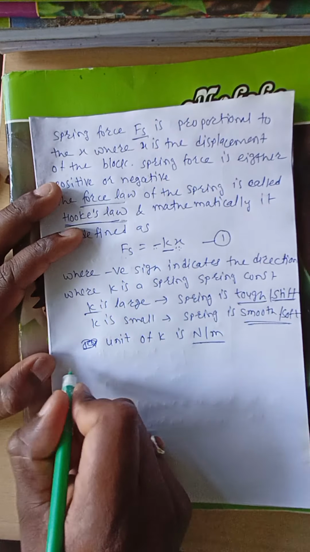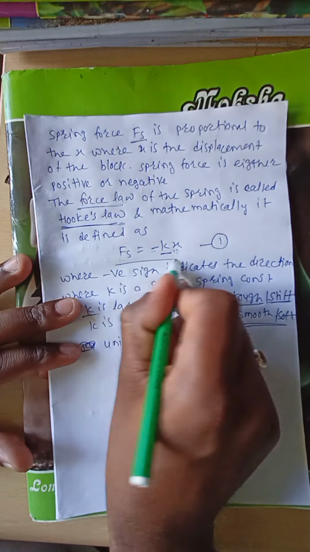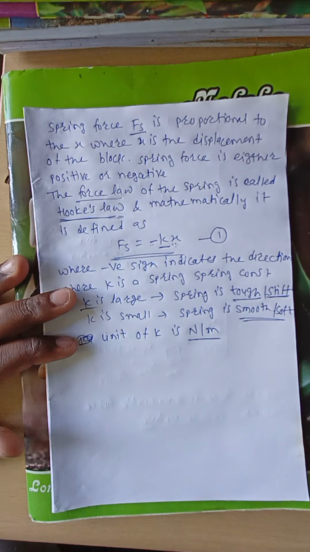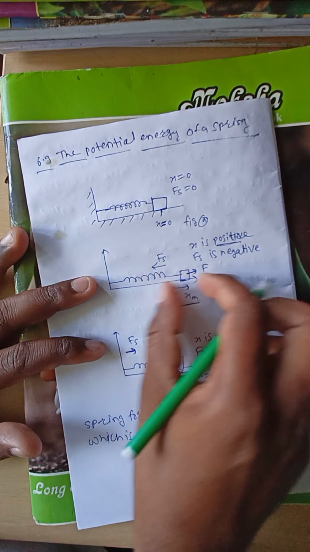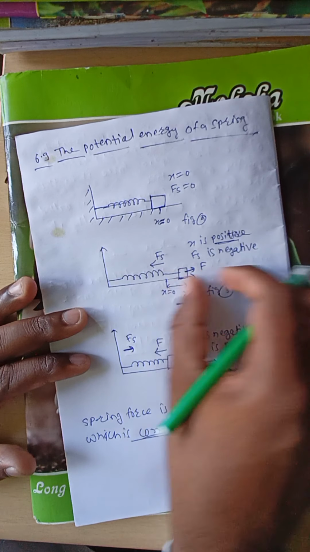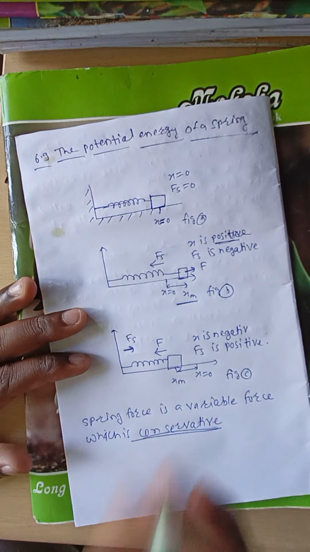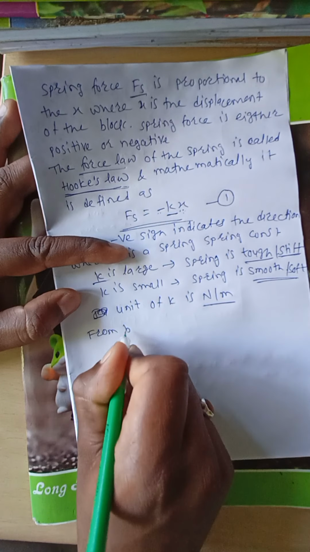Now we have to take it step by step. From that, the spring force Fs is minus kx. Now from figure 1, when we have to extend that spring, we have to apply a force in the outward direction. Then what happens? From figure 1, or from figure B.